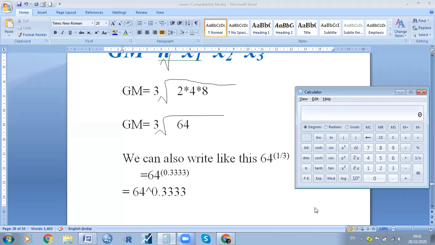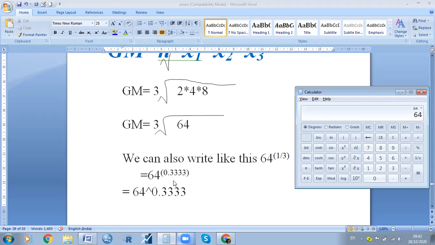See, in order to calculate the geometric mean, here 64 is there. Then you simply type 64, then here the x power y symbol is there. In your mobile also you will get x power y. In a normal calculator you will not get it, but when you use the scientific calculator you will get the x power y symbol.